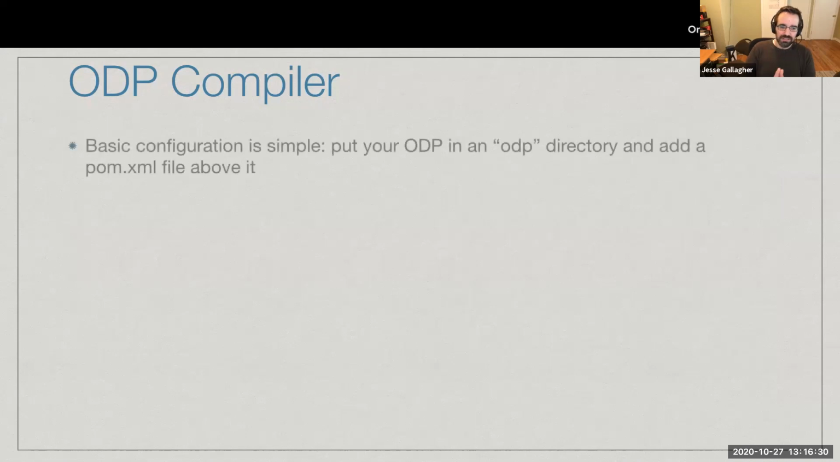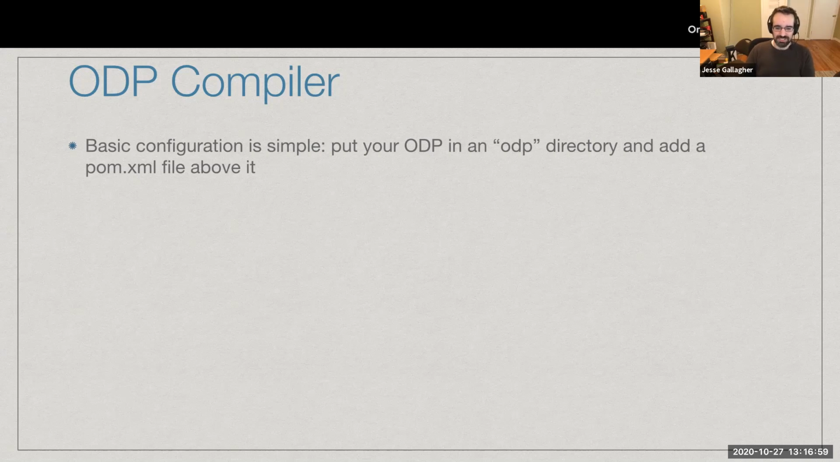So the basic configuration is simple. You put your ODP in an ODP directory and add a pom.xml file above it. So this is from the sample that's online. All you do is, if you're using team development in Designer now, you'd put that thing that you're syncing into an ODP subfolder, and then have this one POM file above it, and then that will enable you to build the project outside of Designer. You can also continue to build it in Designer as usual.